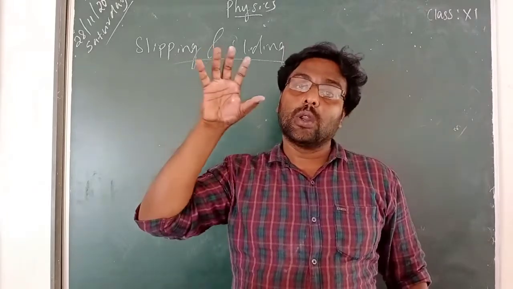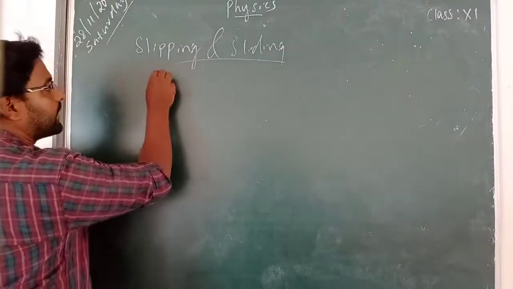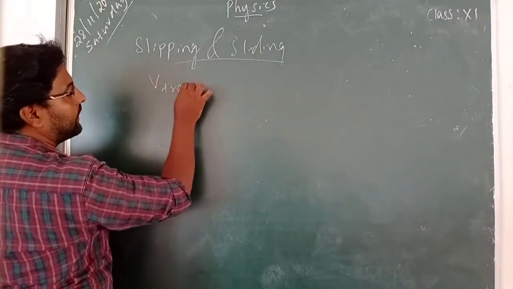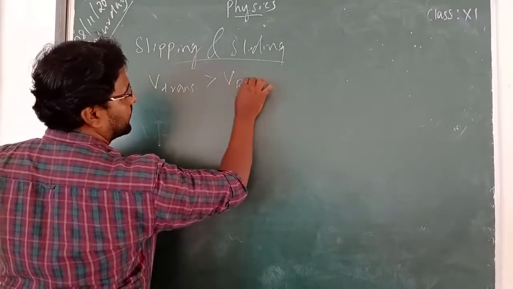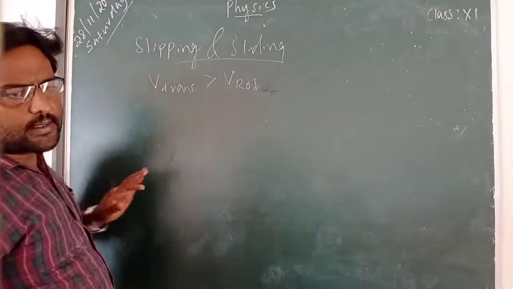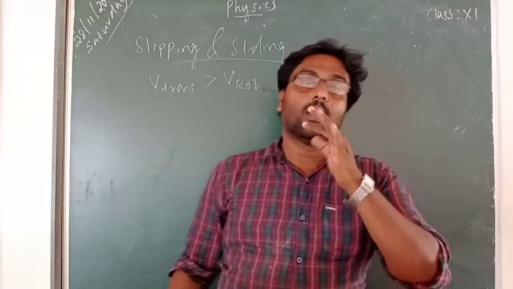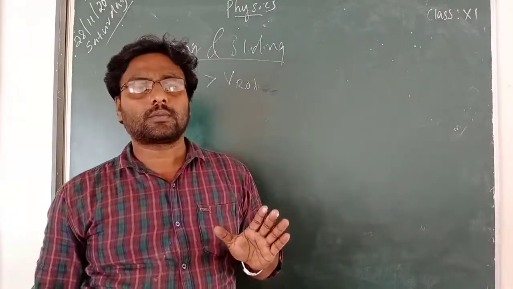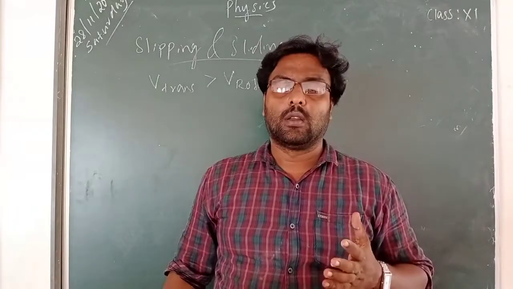During this slipping time, V translational is greater than V rotational. This is the main reason. V translational is greater than V rotation, or you can say VCM is greater than R omega.